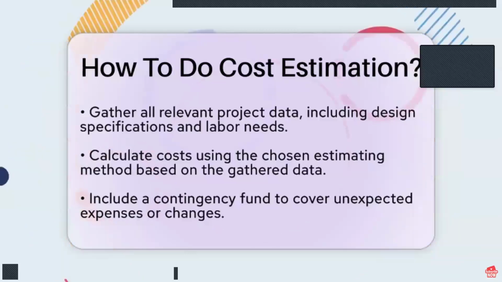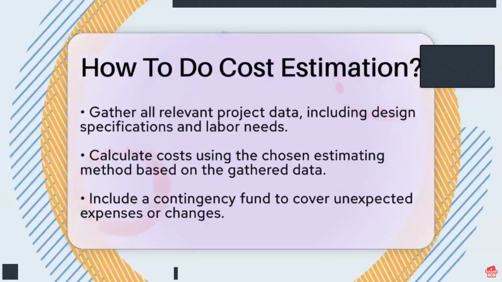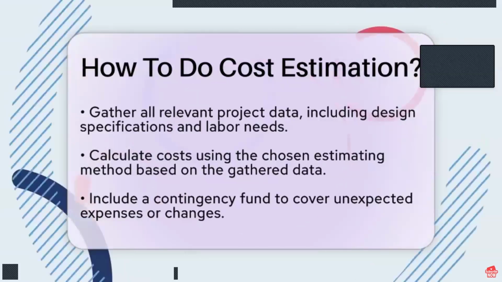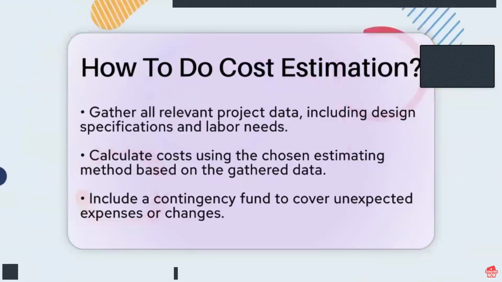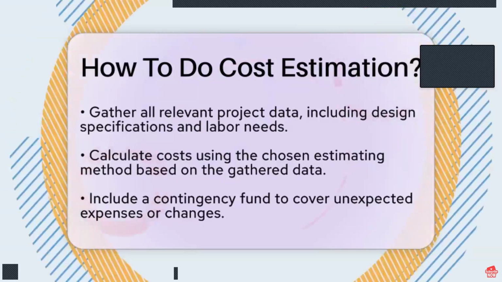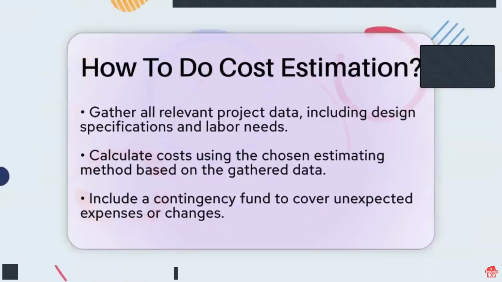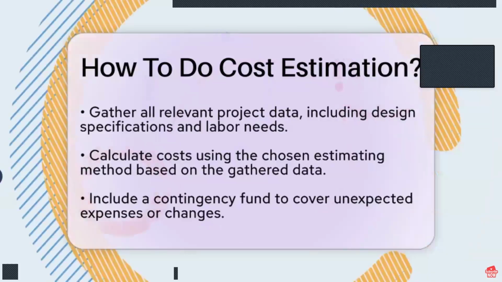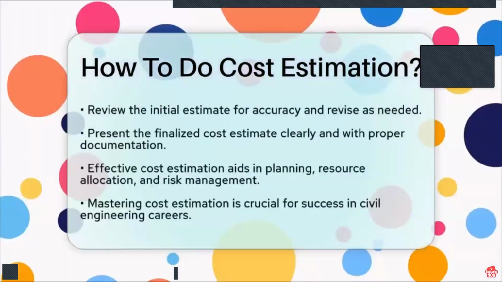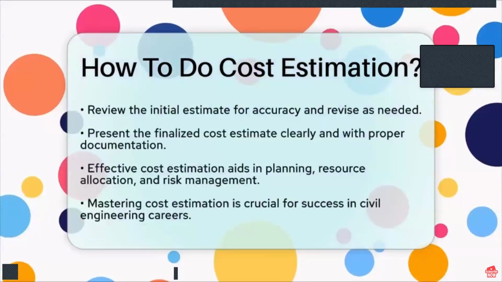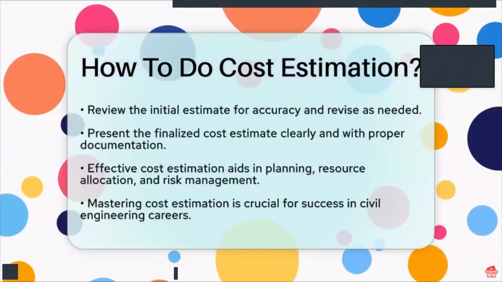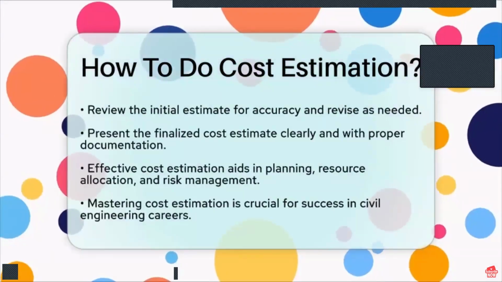After preparing your initial estimate, review it for accuracy. This may involve revising assumptions or incorporating feedback from stakeholders. It is important to refine your estimate to ensure it reflects the most accurate costs. Finally, present the finalized cost estimate to stakeholders. Make sure it is clear and well documented.